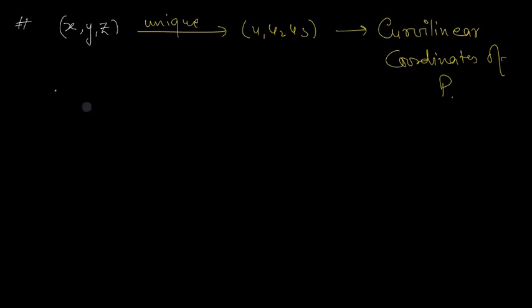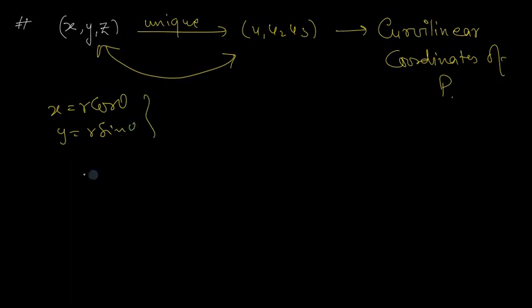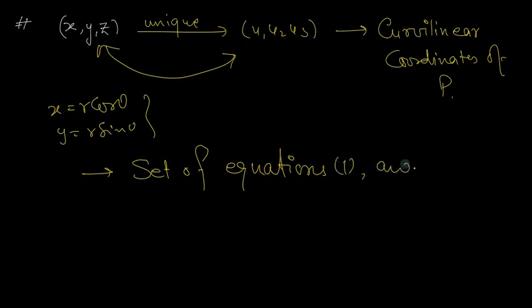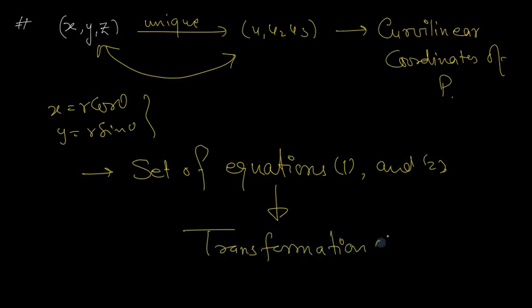And there must be a set of equations between these, as we have seen that x is equal to r cos theta and y is equal to r sin theta in the previous polar and Cartesian example. The set of equations between these 1 and 2 are called the transformation of coordinates. So this was about how the transformation of coordinates takes place.